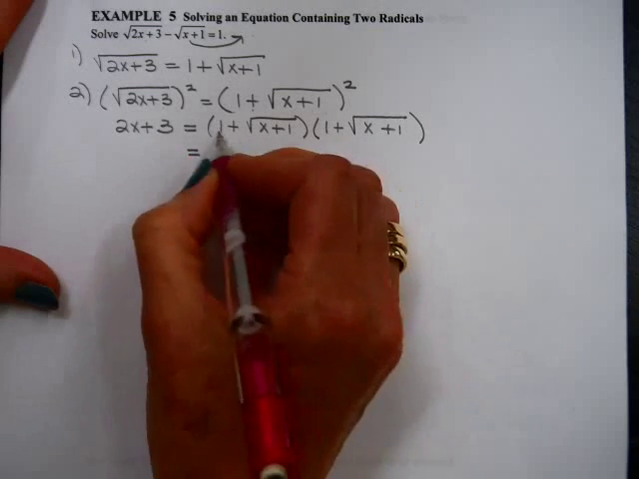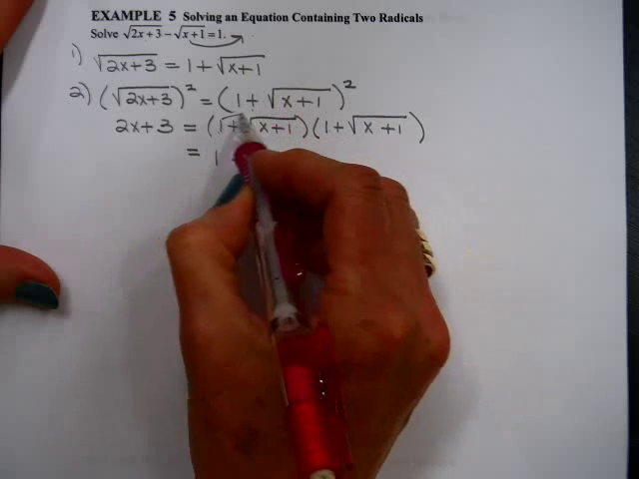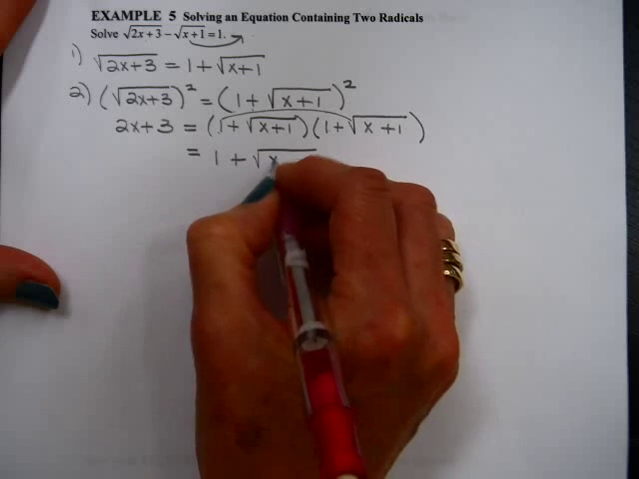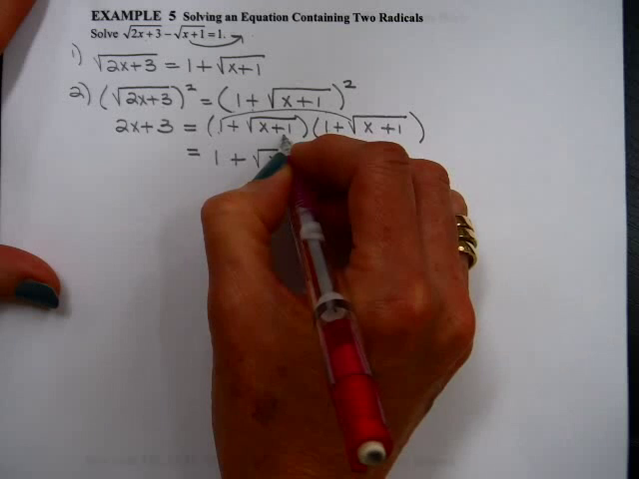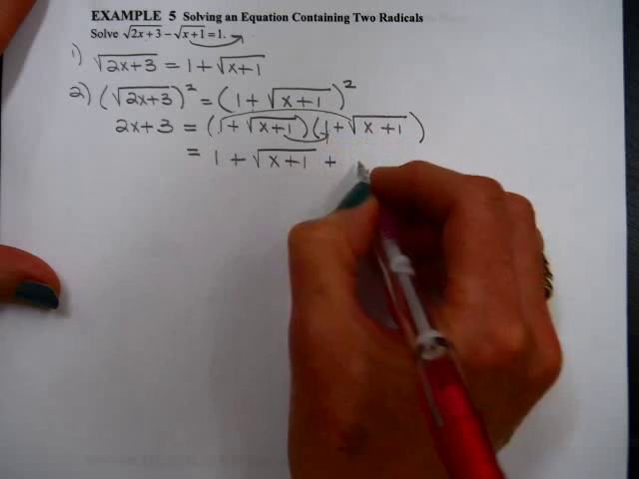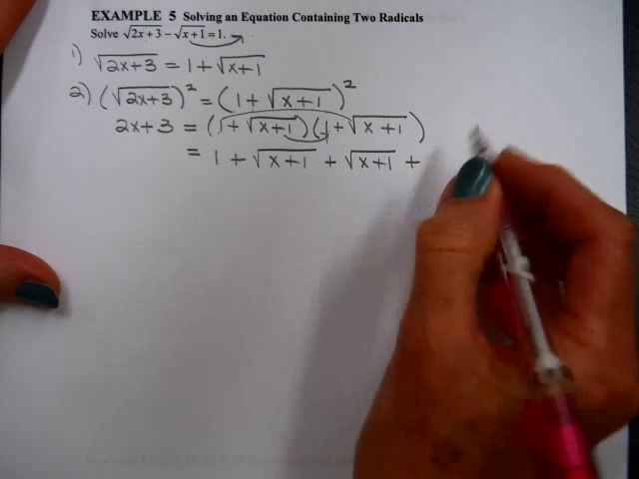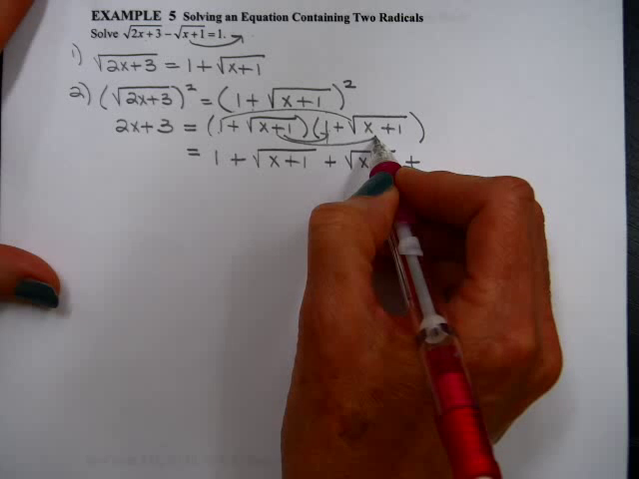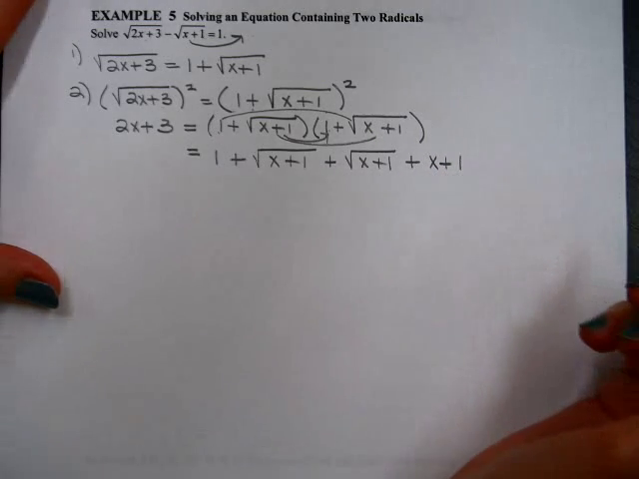So FOILing out, 1 times 1 is 1, plus, multiply 1 times that radical, that's going to give us the square root of x plus 1, plus square root of x plus 1 times 1, square root of x plus 1, plus the last term, square root of x plus 1 times the square root of x plus 1 gives us x plus 1.